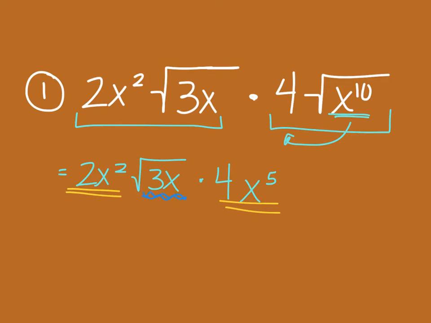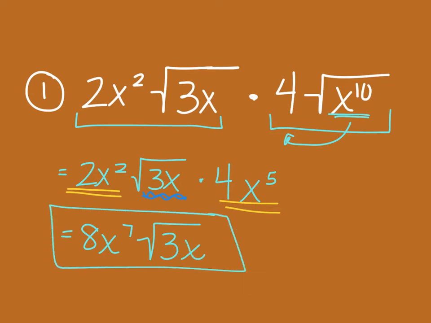Well, I only have one thing on the inside, so that's going to stay the same, but then I'm going to multiply my outside. Because I'm multiplying my exponents, the product rule, so I'm going to multiply 4 times 2, which is 8, and then add my exponents, which is not 10, that would be multiplying. My exponents are going to be 5 plus 2, which is going to be 7, and then I'm going to have square root of 3x. And because there's nothing else on the inside, this is my final answer.